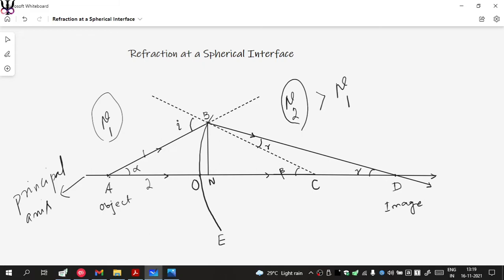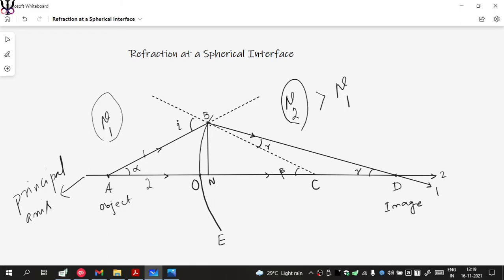Now the second ray emerges from A and hits the interface at O at exactly right angle, because by definition at O the principal axis cuts the spherical interface, the optical interface, at right angles. Since the angle of incidence is 0, it goes along the same line and emerges like this. So this is ray 2 and this is ray 1, and since they intersect at D, D is taken to be the image. So at A we have our object, at D we have our image. I hope that part is clear.